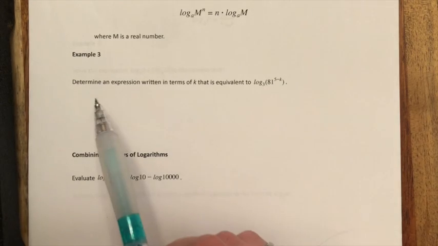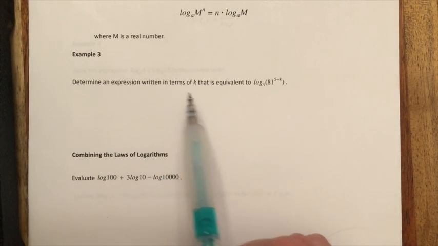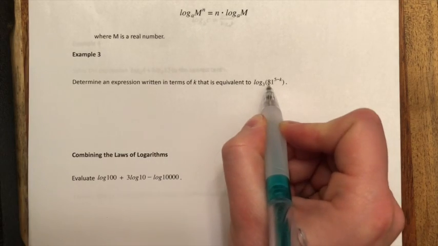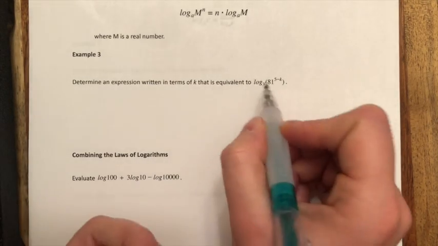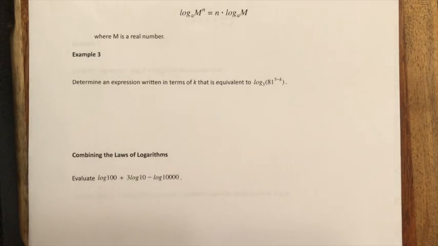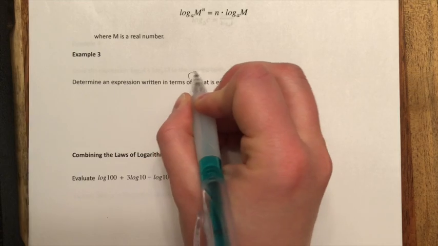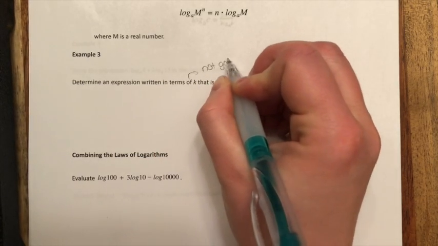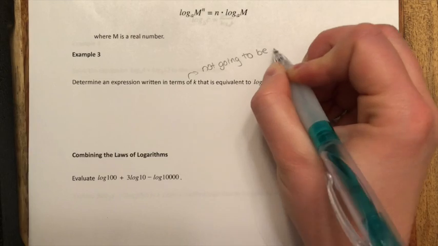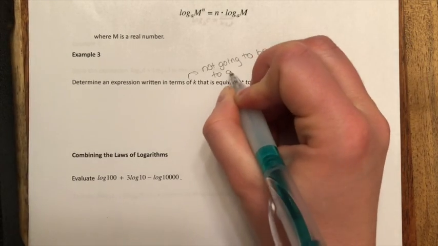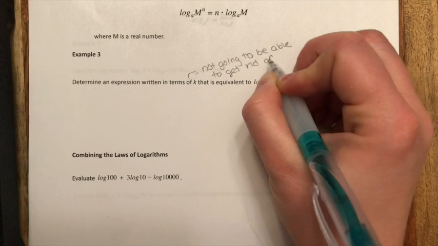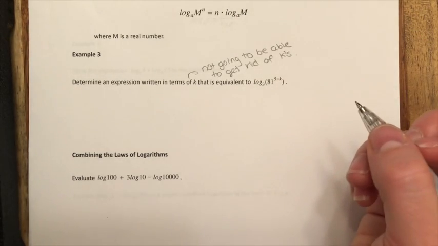We're going to determine an expression written in terms of k. We want simplified k's. Since k is in here, we're not going to be able to get rid of the k's, and that's okay, because we want it in terms of k. We're going to simplify this as much as possible.